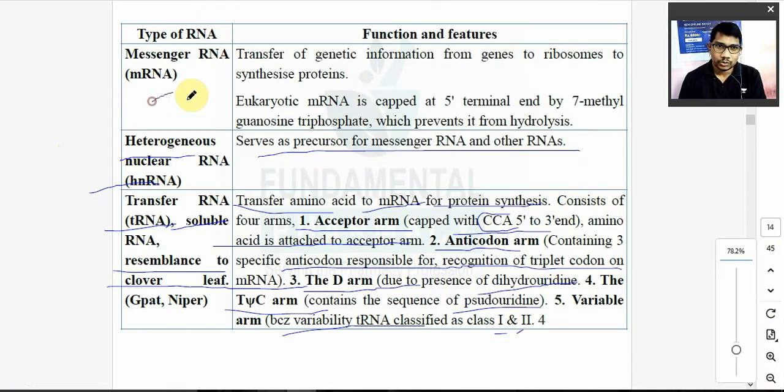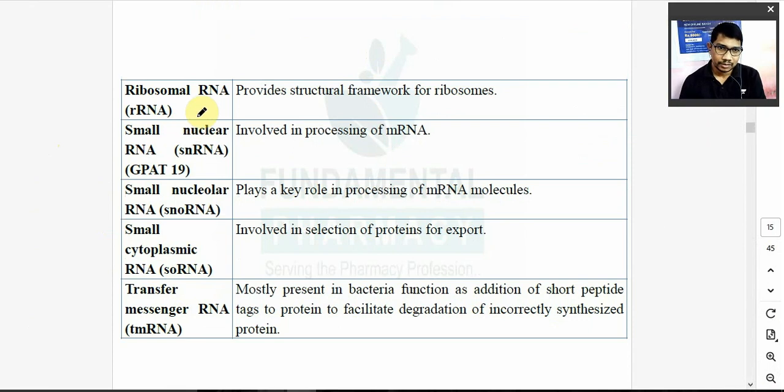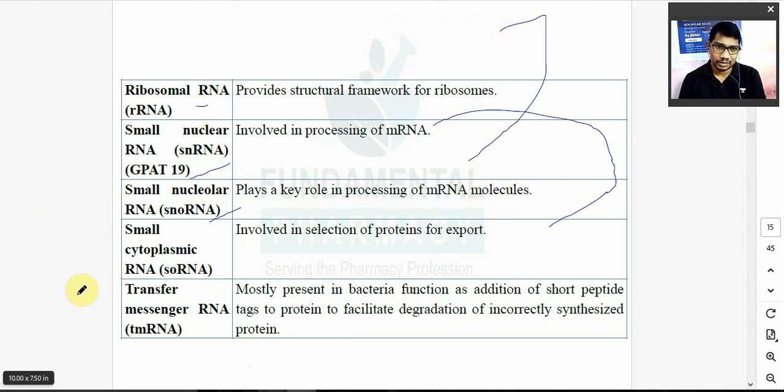तो mRNA देखो, heterogeneous nuclear RNA देखो, ट्रांसफर RNA, then नेक्स्ट आता है आपका राइबोसोमल RNA, then small nuclear RNA, snRNA, small nucleolar RNA, snoRNA. तो ये दोनों भी न्यूक्लियर RNA और न्यूक्लियोलार RNA, so it is in the processing of mRNA. बाद में small cytoplasmic RNA, selection of protein for export, और बाद में transfer messenger RNA, so that will degrade the incorrectly synthesized protein in the bacteria.